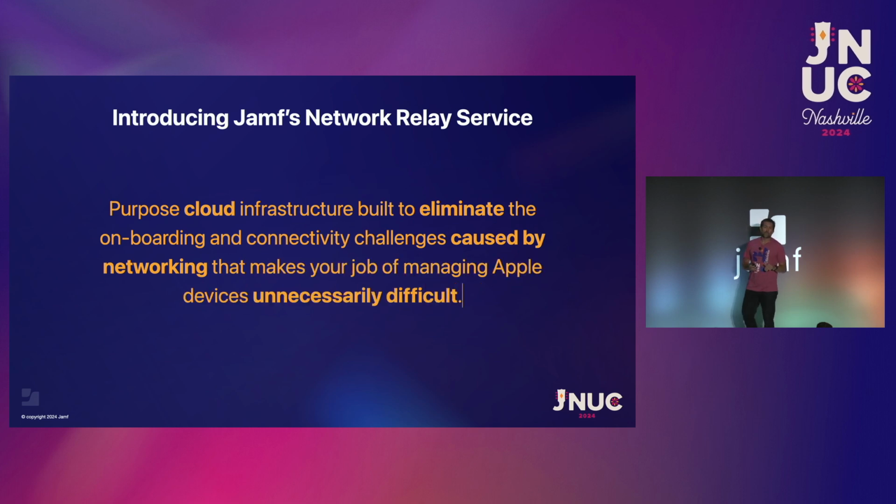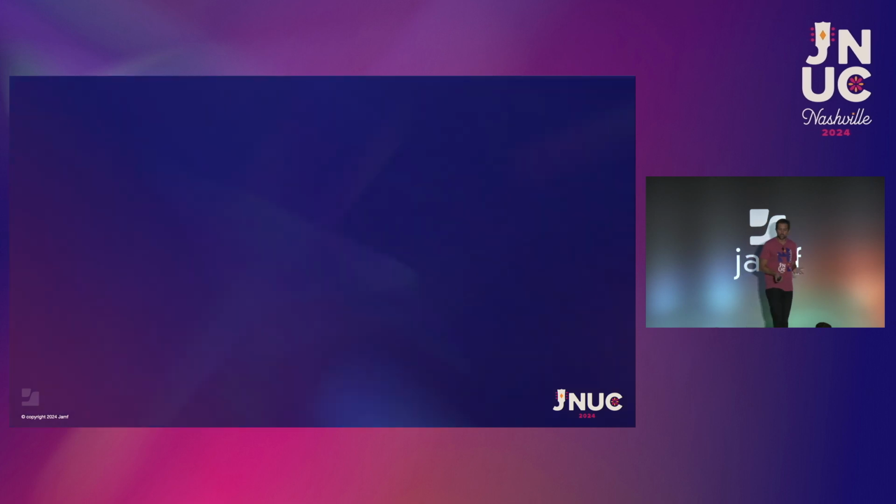So the Jamf Network Relay Service is a purpose-built cloud infrastructure that we designed to eliminate those connectivity and onboarding challenges that you have with Apple devices that normally make your job difficult as a Mac admin just trying to get a Mac to talk to stuff, right? Usually you either have to be on-prem on your network, or you have to wait for the user to set up a VPN, or you have to spin up some other special VPN, or do proxies, reverse proxies, all this sort of madness just to get that device to talk to your backend infrastructure. What we're offering here today is a way to make that all just go away, just using MDM at the core. So here's how it works.